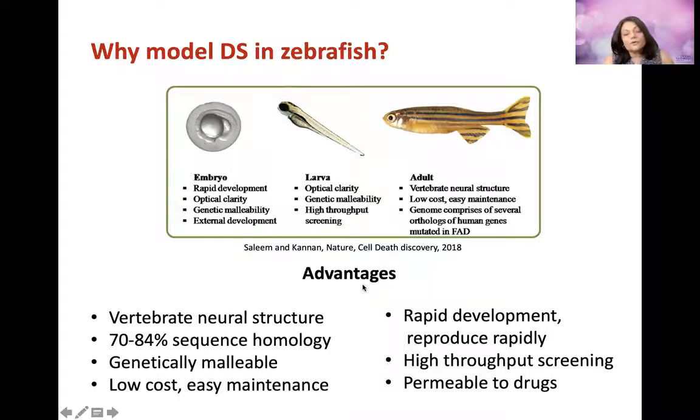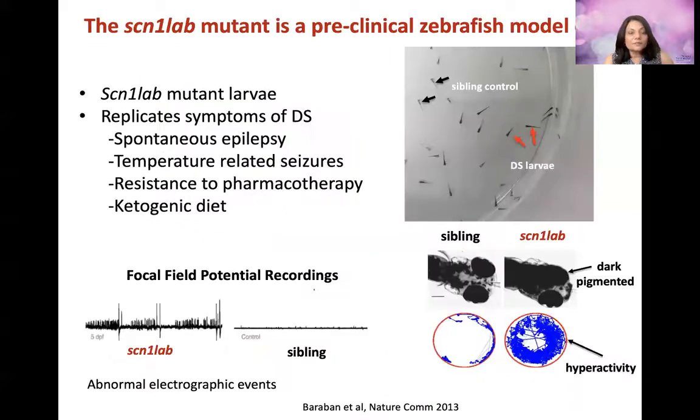And this is, as you have heard from Scott Baraban throughout several years, a convenient vertebrate neural structure that has great sequence homology and is genetically malleable. So it's very useful for precision medicine purposes and has fairly low cost in maintenance. For our purposes, it's important for its ability to be subjected to high throughput screening, and it is permeable to drugs. So it's a really important screening process to understand alterations in metabolism.